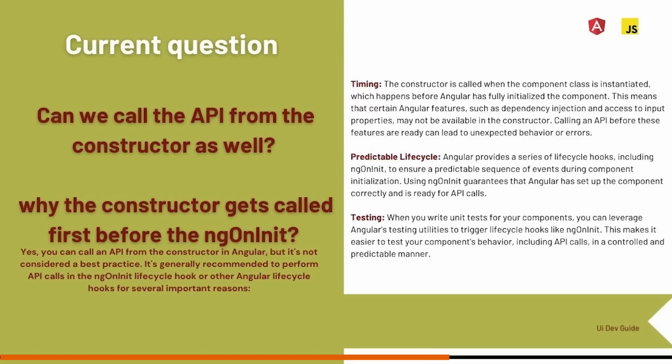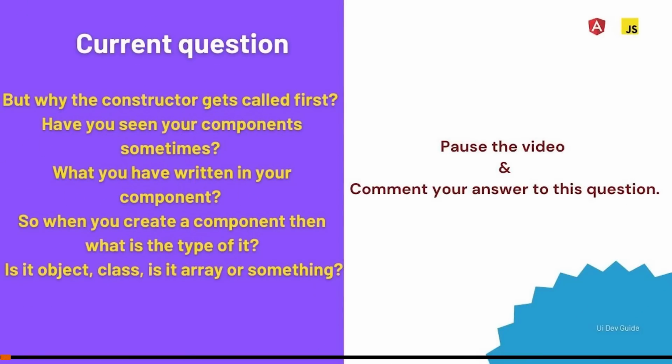One of the differences is the constructor gets called first, and after that ngOnInit gets called. Why does the constructor get called first before ngOnInit? It's mandatory to get all the dependencies before starting. That is correct. But why does the constructor get called first? That I must ask.